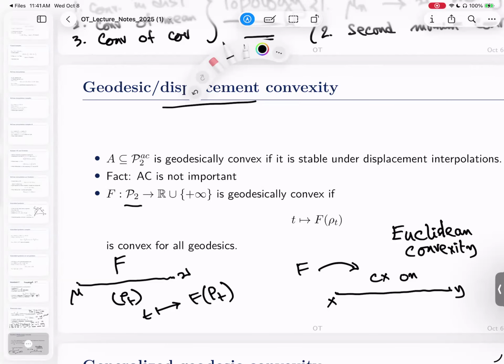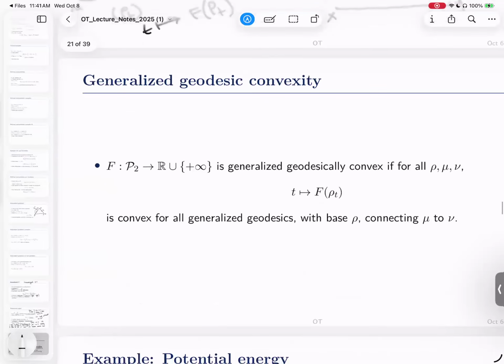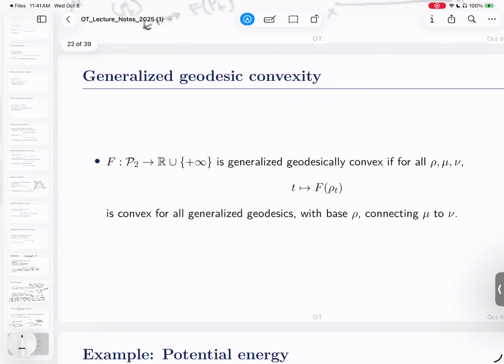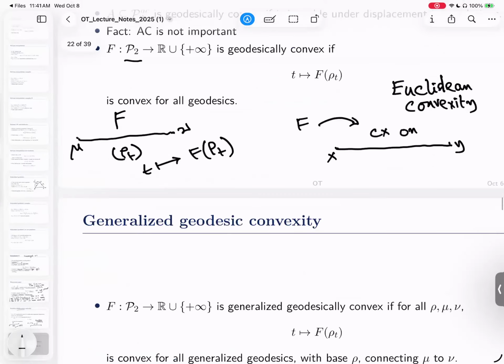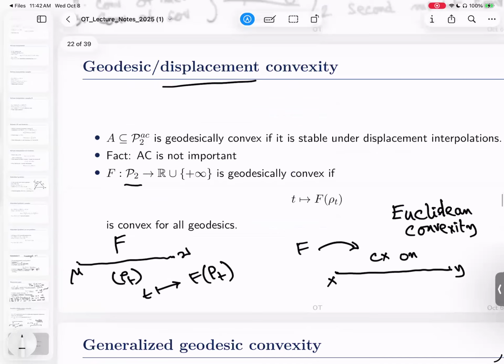Okay, so what about generalized geodesic convexity? Sometimes actually this one is important. Could you make it more concrete? I'm just trying to think of our normal case where we had the McCann interpolations. Yes, I will give several examples. Let me just finish the definitions.